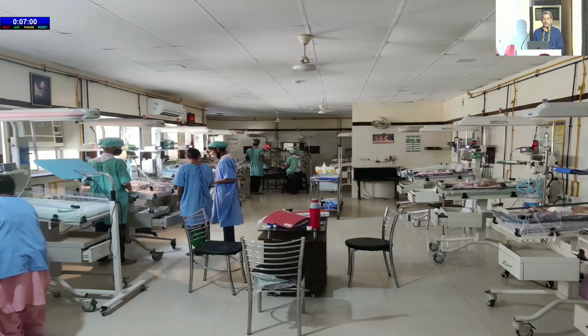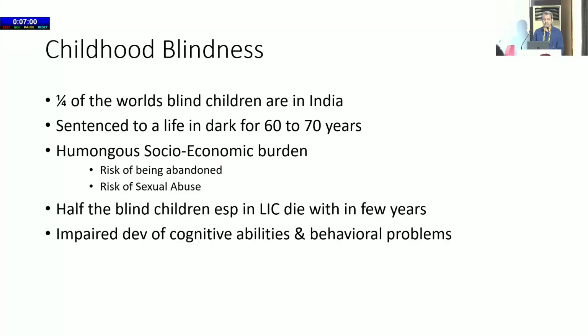See, this is a NICU, which is, I would say, a world-class NICU, and this is in a tier 3 town, Kotkapura. So this is what I'm trying to tell you, that NICU services have expanded, but ophthalmic services have not. All the ophthalmologists are trying to concentrate on cataract, motiabind. And it's very shameful that a quarter of the world's blind children are in India. And these kids are sentenced to a lifelong sentence of darkness for 60 to 70 years of their life.